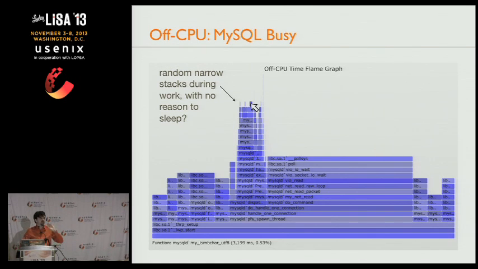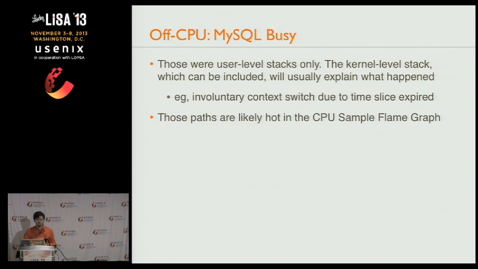And if you see this, if you see random narrow stacks for off-CPU profiling, include the kernel stack trace, because the kernel stack trace may explain why, and it may be involuntary context switches because you're at the end of your CPU time slice.